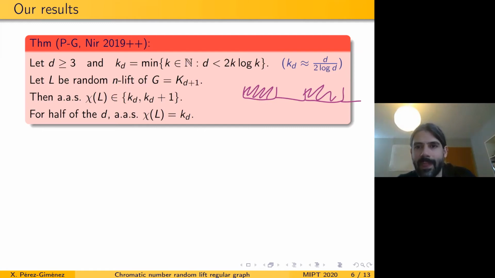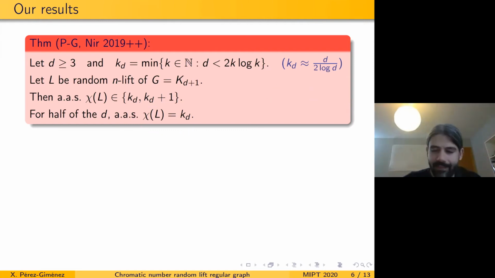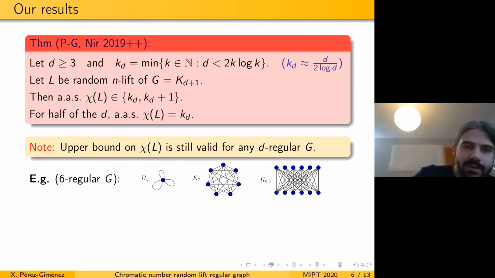So roughly half of the integers fall into this category. This is for the random lift of a complete graph, but the upper bound, showing that this many colors are enough, in fact works for any D-regular graph. But of course, this upper bound is tight in the case of, well, I'll say something about that in a second.